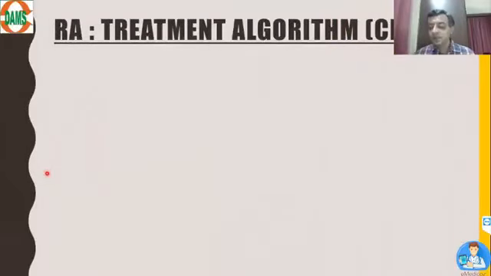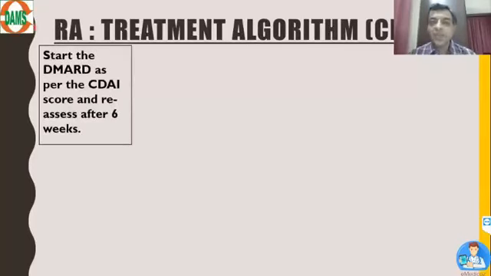So what is the treatment algorithm? Please write down the treatment algorithm. Let us make the chart; make the chart with me, please. The principle I'm writing for you is: start the DMARD as per the CDAI score and then reassess after 6 weeks.